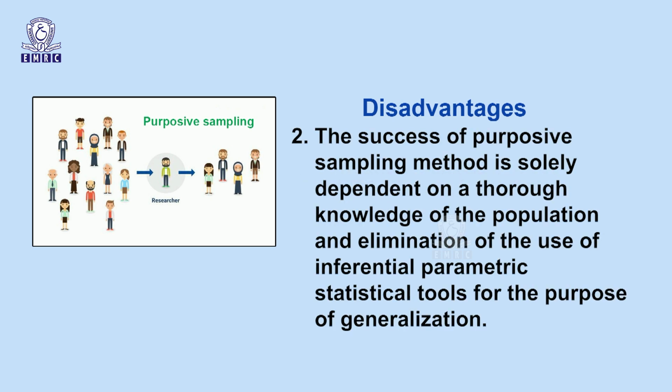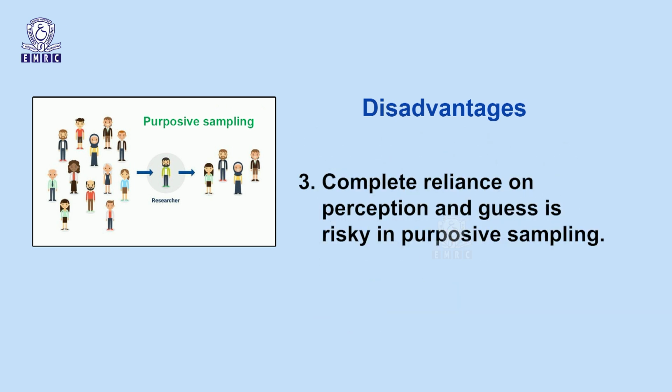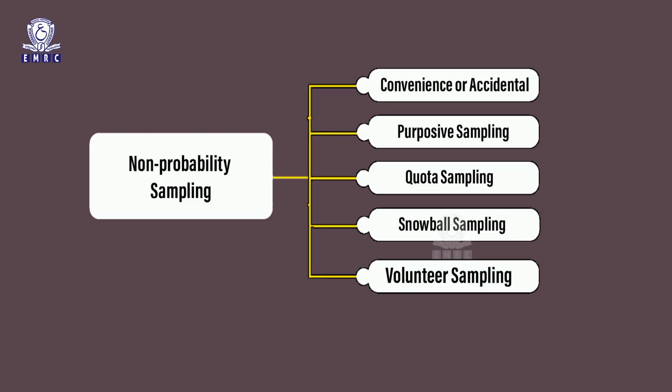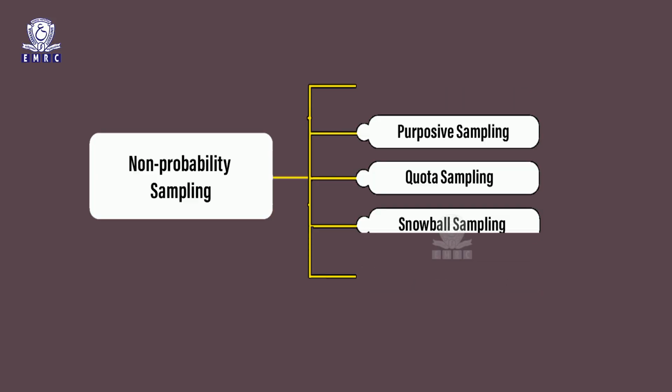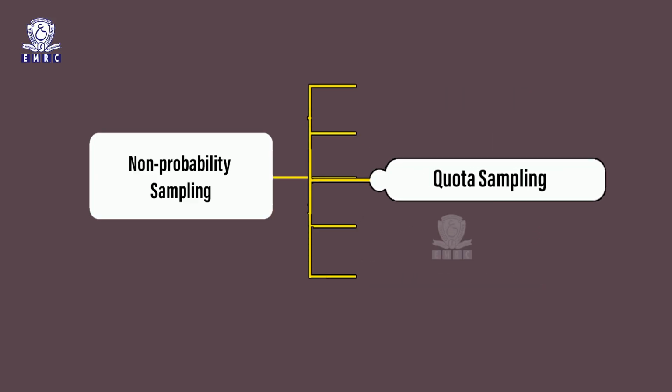The success of the purposive sampling method solely depends on a thorough knowledge of the population, and it eliminates the use of inferential parametric statistical tools for the purpose of generalization. And the third one is that complete reliance on perception and guess is risky in purposive sampling. Now let us discuss quota sampling.